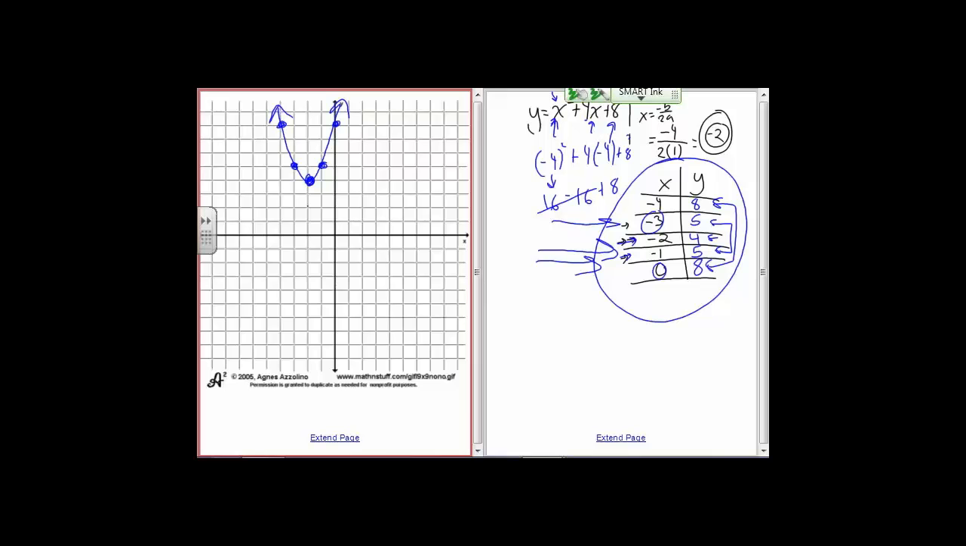Okay, so if I've done this correctly, this is my axis of symmetry, and these bad boys should be equidistant from the axis of symmetry. Does that happen to be the case? Yes. Good.